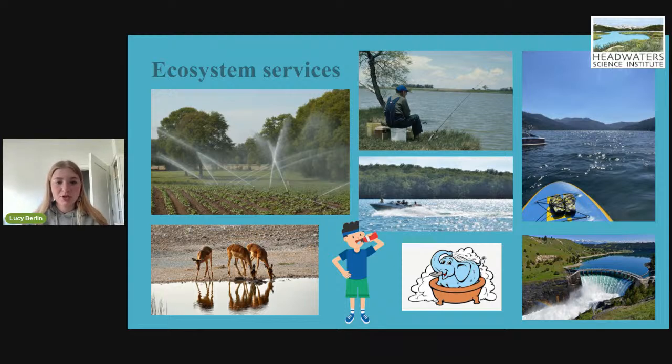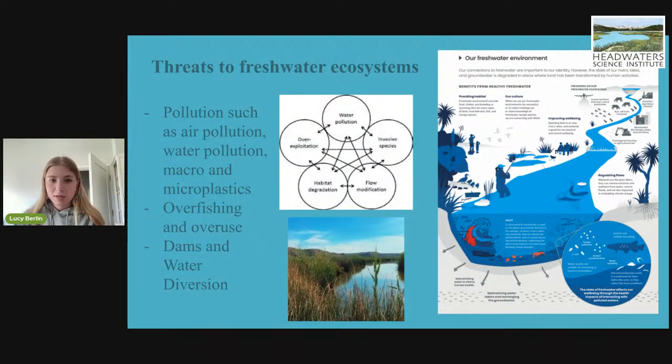Humans have adapted to use natural resources, including freshwater bodies, in many ways. This includes dams, irrigation, and agriculture, and recreational uses like fishing and paddleboarding, and I love to go paddleboarding with my dog. Some of the most prominent threats to our freshwater ecosystems are pollution, overfishing, dams, and diverting water sources. And there are lots of ways to combat this, but those measures aren't always put in place.